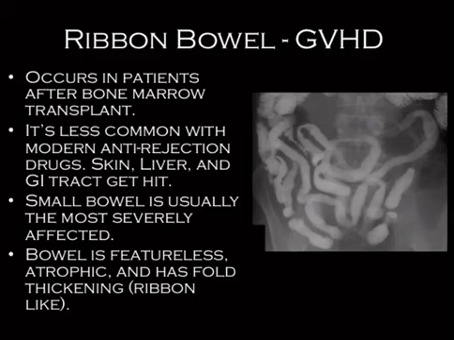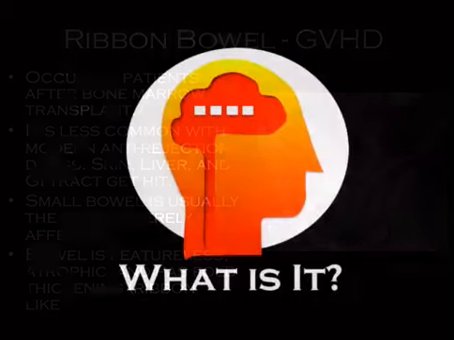Now, it's almost of historical context now, as the modern anti-rejection drugs are really excellent, so you don't see this as much. But the buzzword is that you have this ribbon-like bowel that is featureless, atrophic, and thickened.